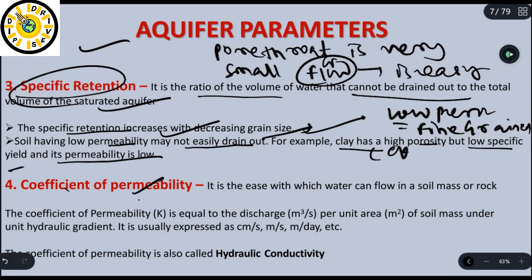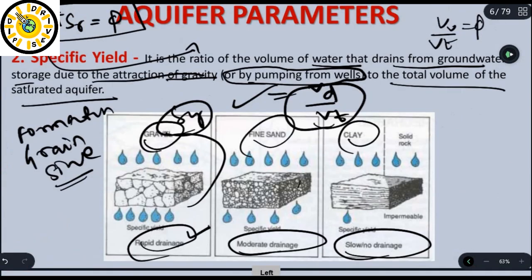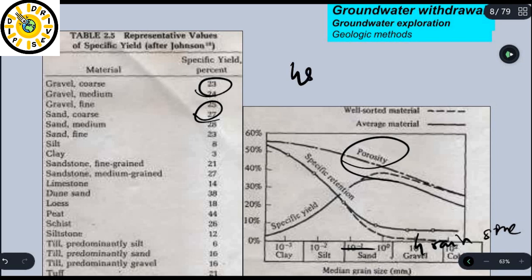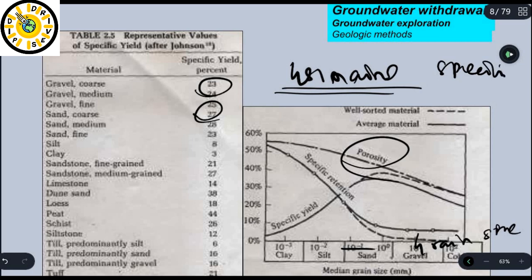So coefficient of permeability I will come to in a while. So this is how specific retention and specific yield vary with porosity and with grain size. Grain size, okay, clear. And some of these values you can use for GSI. For example, if a short note on specific yield and specific retention is asked, you can give some examples, like coarse gravel, medium gravel, and you can also write the values.